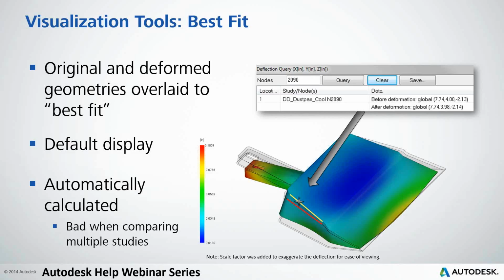But again, since this is automatically calculated by the solver, whenever you're actually comparing different studies, then this can be troublesome because it might not be measuring it from the exact same point on each of the different studies. And it also comes into play whenever you're comparing it to your actual molded parts after you've gone through and created the tooling and everything, then you could be measuring it differently than how Moldflow is measuring that deflection.